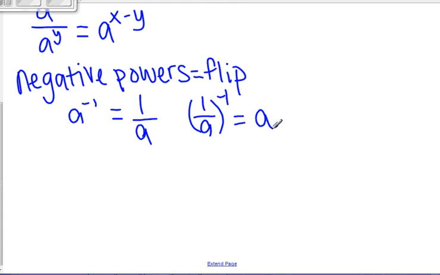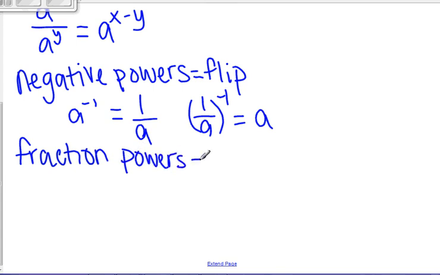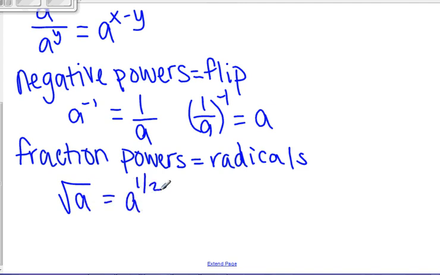Then we have our fraction powers, and those actually will equal our radicals. So if we were to have the square root of a, that's actually equal to a to the 1/2. Or if we were to have the cube root of a, that would equal a to the 1/3. So those are things that we need to make sure we're keeping in mind.